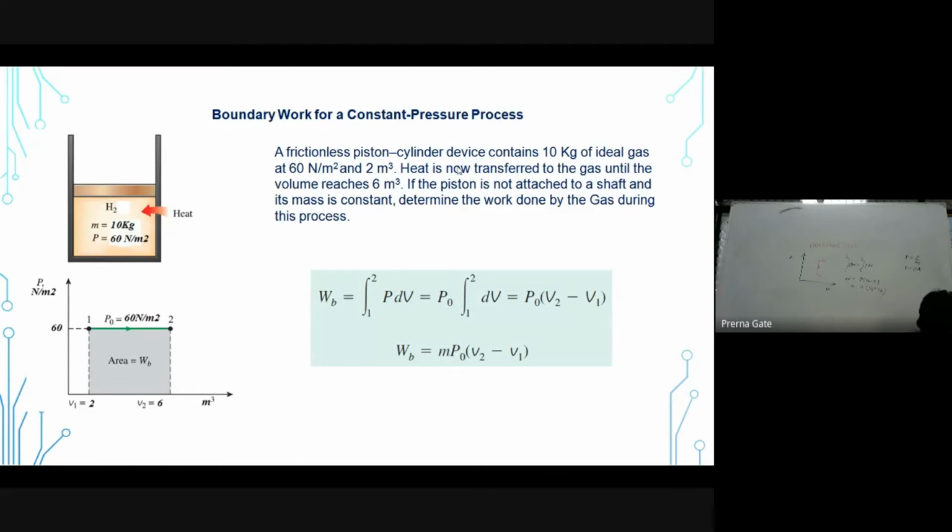So it is an oral question where the value of P naught is given as 60 Newton per meter square. V2 is given as 6 meter cube and V1 is given as 2 meter cube. So 6 minus 2, that is 4, times 60. All the units are SI units, so there is no need to change them further. So it is a very simple question.